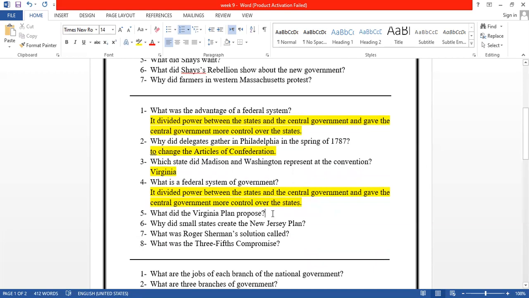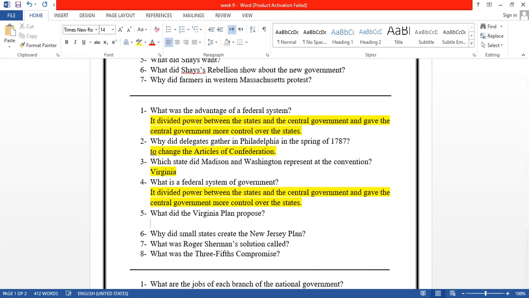What was the Virginia plan? What did the Virginia plan propose? It talked about the branches, to divide the power between the president, the Congress, the Senate, and the Supreme Court. What did the Virginia plan propose? Propose means it suggests.